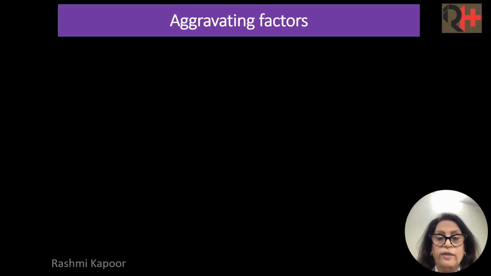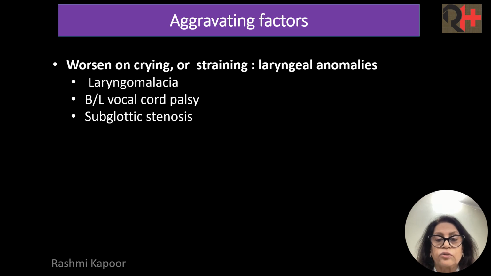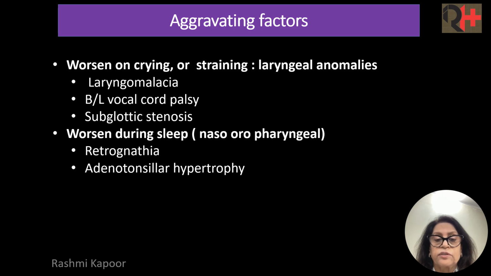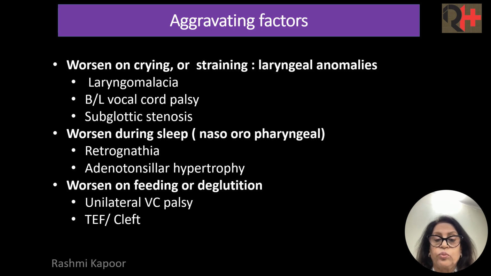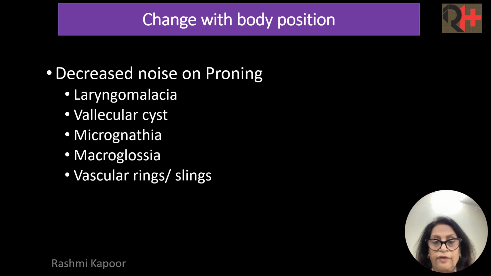What are the aggravating factors? If the sound worsens on crying or straining, you are sure that you are dealing with laryngeal anomalies like laryngomalacia, bilateral vocal cord palsy, or subglottic stenosis. If the sound worsens during sleep, then the obstruction is at the nasal or oropharyngeal level. Then it can be adenoidal hypertrophy or tonsillar hypertrophy, or the child may be having retrognathia. If the sound worsens during feeding or deglutition, then there can be a unilateral vocal cord palsy, tracheoesophageal fistula or laryngeal cleft.